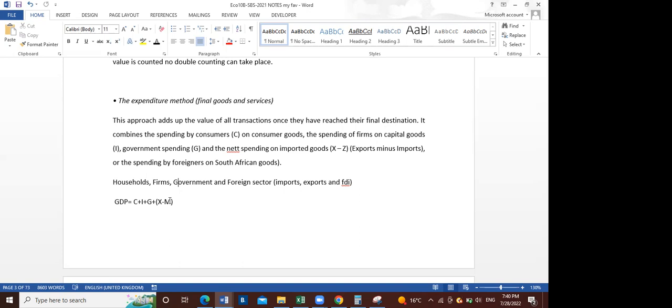All right, so the summation of these spendings, the consumption spending by households, investment spending by firms, government spending, plus the net foreign factor from abroad, gives us the value of GDP. Why are we saying that we get the value of GDP whenever we are spending? Because all the goods that would have been produced within the economy end up being spent upon by all the participants within the economy. So that is why we get the value of GDP from this expenditure method. So this particular one, we're going to be using it more often than not.